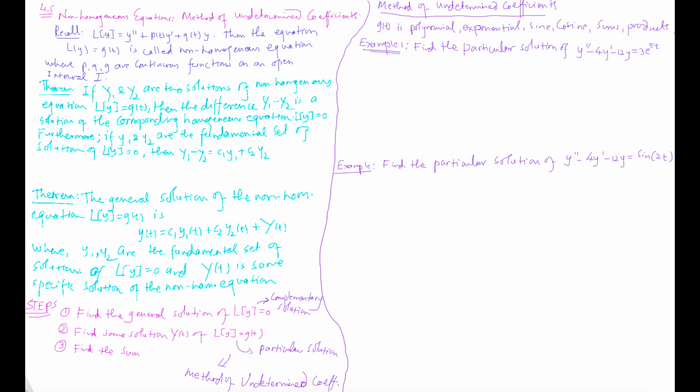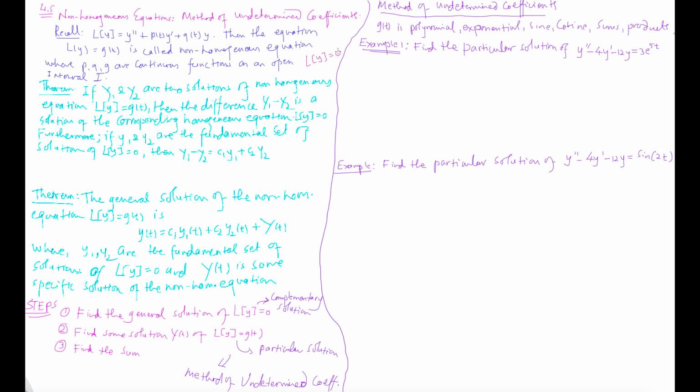If the operator L is Ly = y'' + p(t)y' + q(t)y, then the equation Ly = g(t) is called a non-homogeneous equation, where p, q and g are continuous functions on the open interval I. Do you remember how we write the homogeneous equation in terms of L? The homogeneous form will be L[y] = 0.